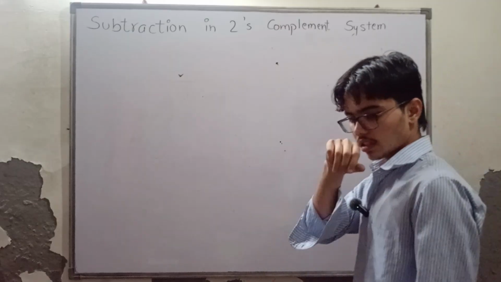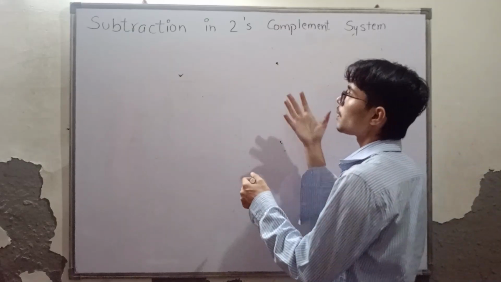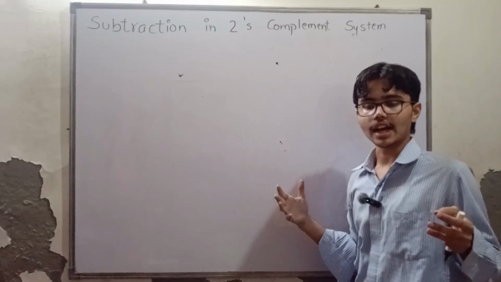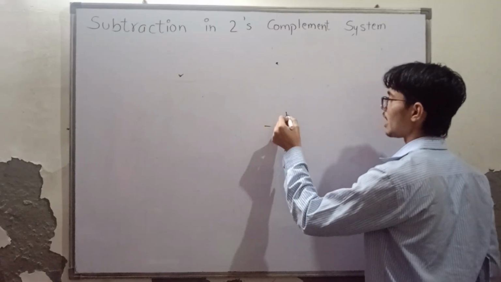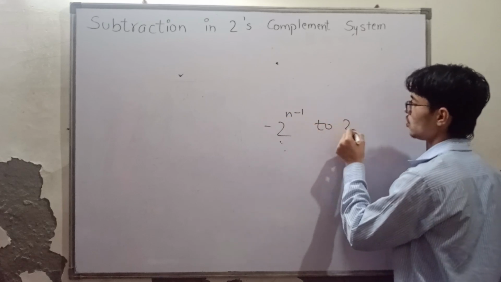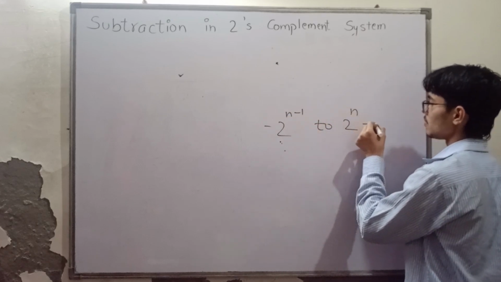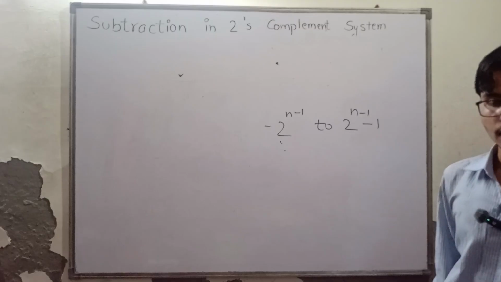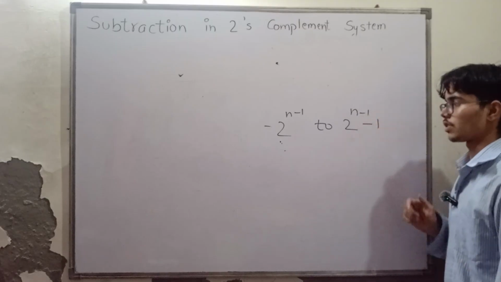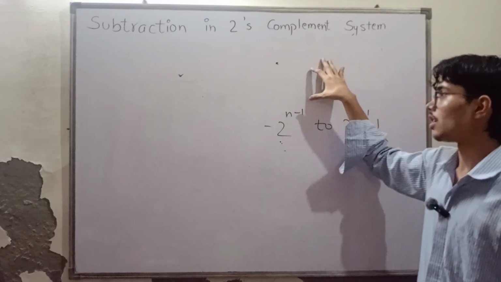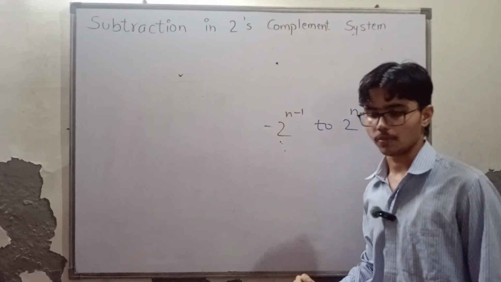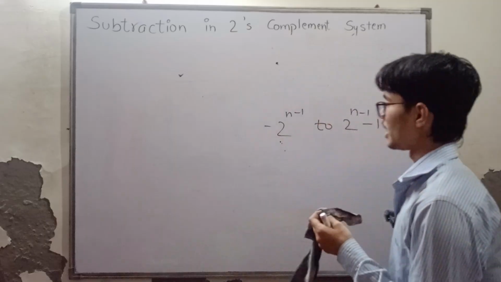First of all, when we talk about 2's complement, how many bits do we take to solve this? So here the range is minus 2 power n minus 1 to 2 power n minus 1, minus 1. So this is our 2's complement range. You can also find this intuitively, in a video that is already uploaded, if you watch that.